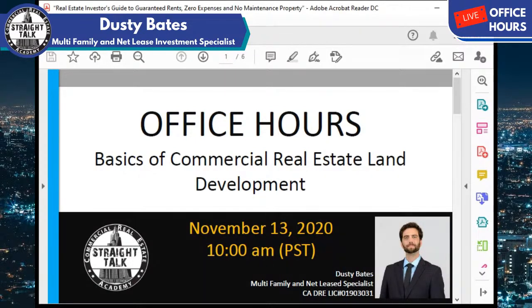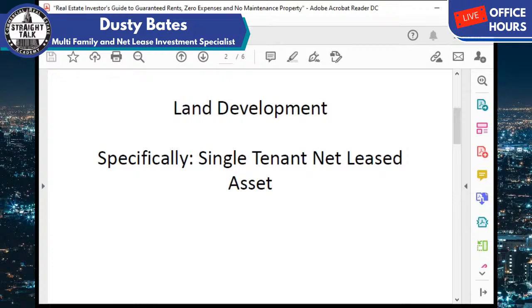In commercial real estate, there's lots of things, there's boat marinas, there's all kinds of stuff. So specifically, as it pertains to the question I was asked, I'm going to talk about single tenant net leased assets, how those are usually developed, and the life cycle of that, and probably answer some common questions on that. Now, these could be a bank.